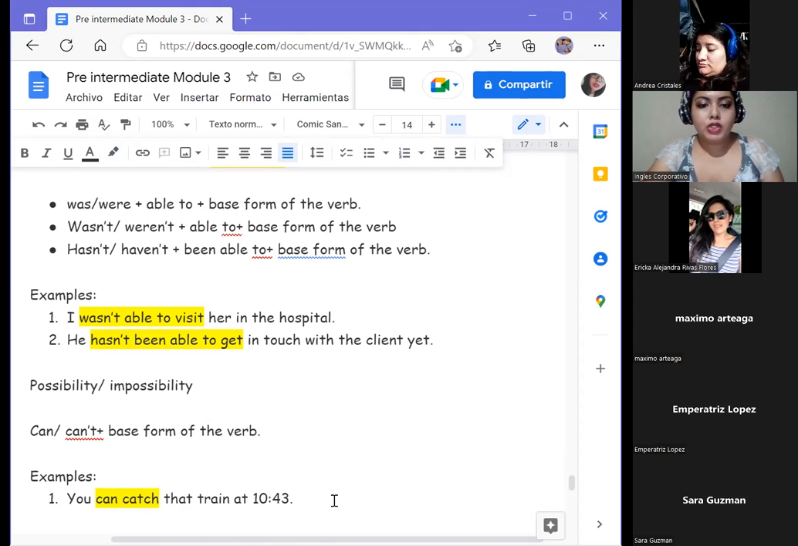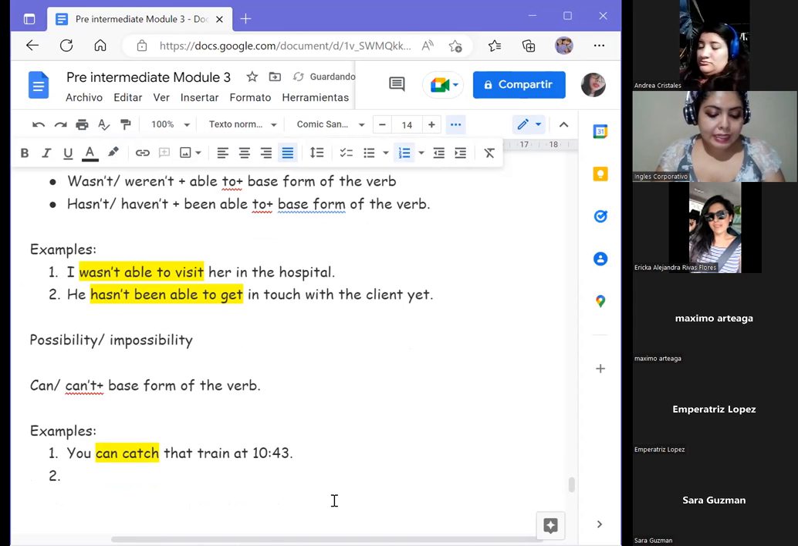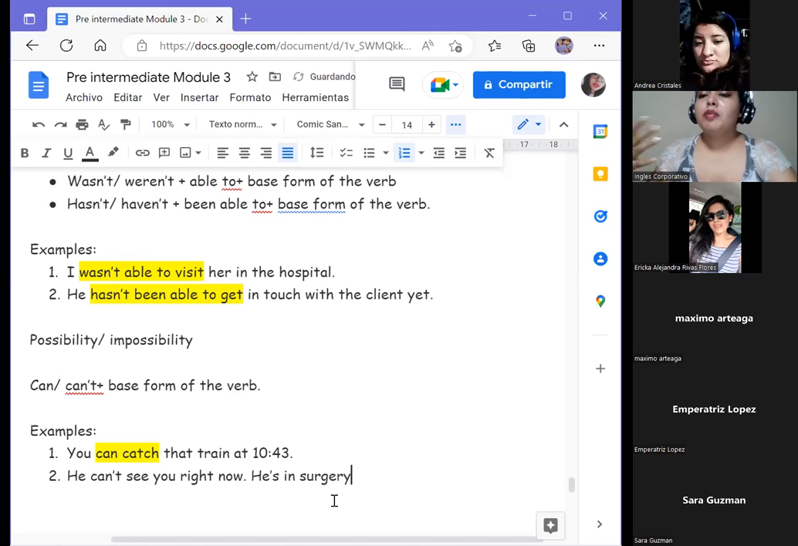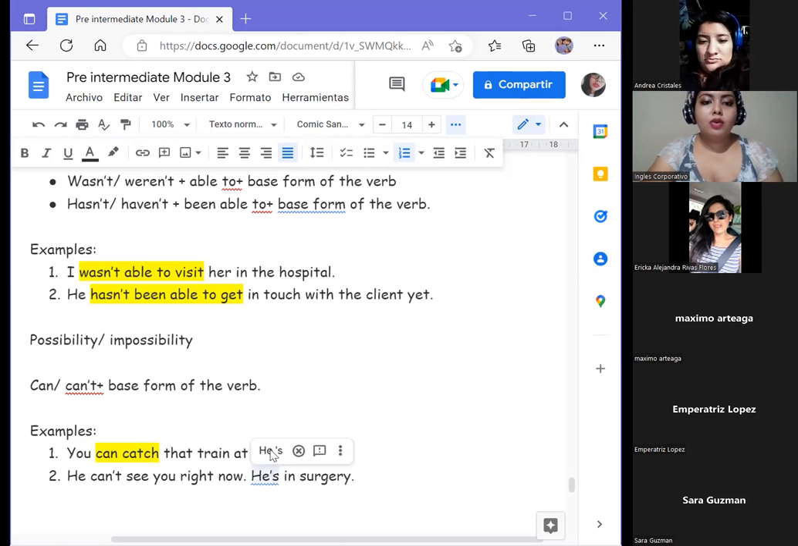Then we have number two. He can see you right now. He is in surgery. Él no te puede ver, no te puede atender en este momento. Él está en una cirugía.